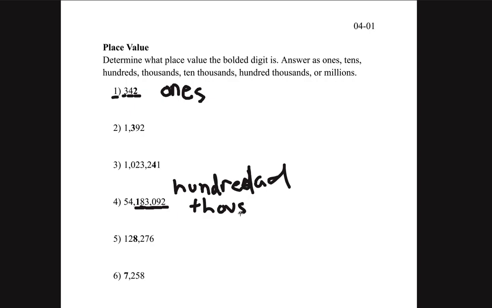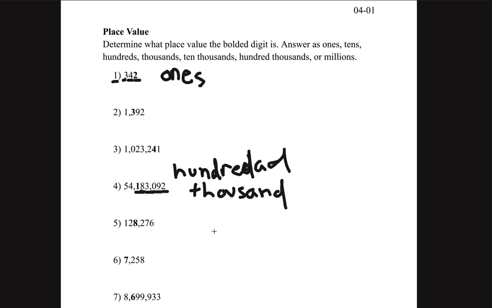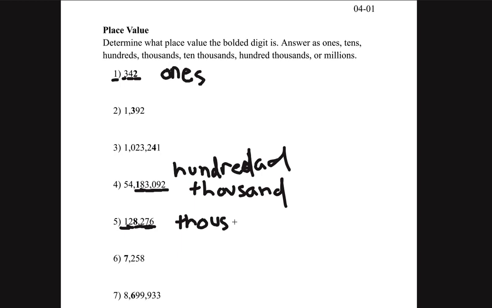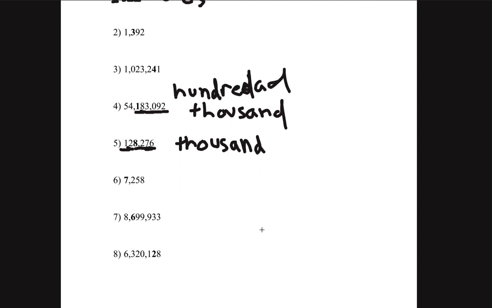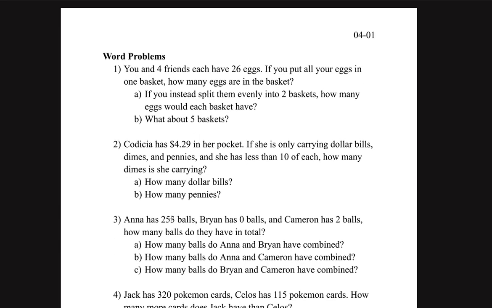And then let's move on to a different question. Let's look at number 5. We have the number 128,276. So like we said, ones place, tens place, hundreds place, thousands place, 10,000, 100,000. And since the 8 is bolded, we know it's the thousands place, since it's 8,000. It's pretty simple. Now let's move on to some word problems.